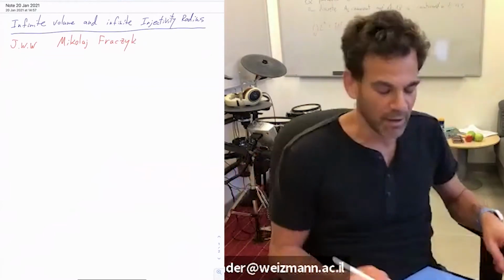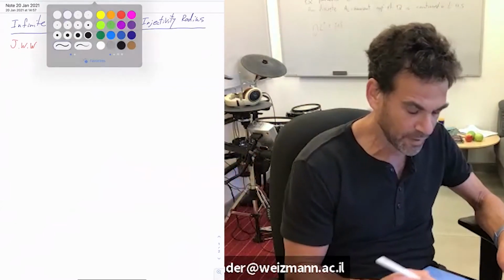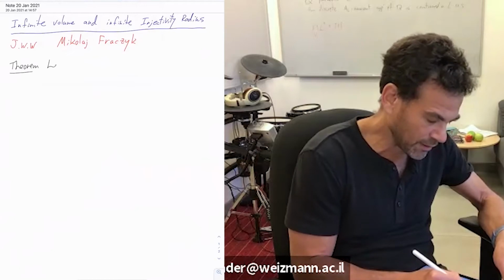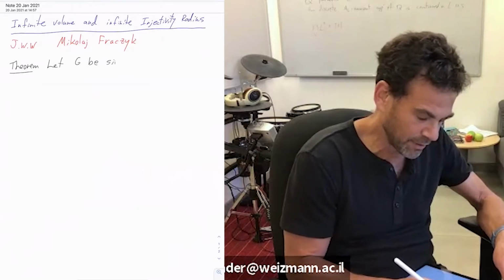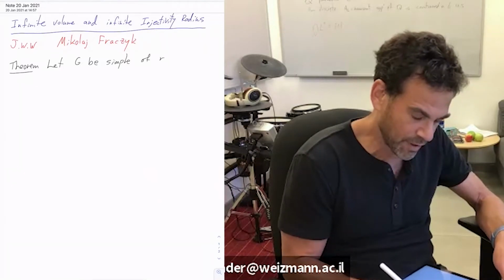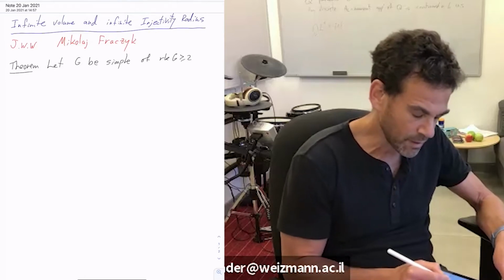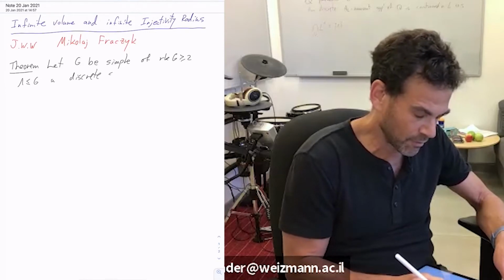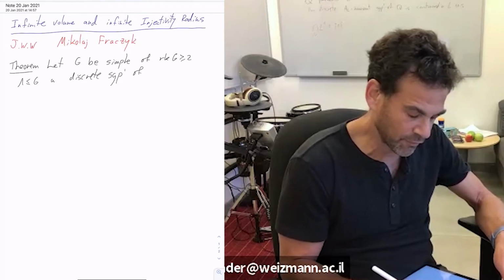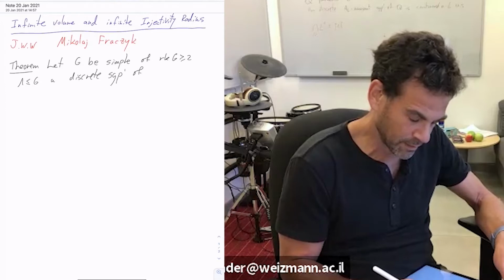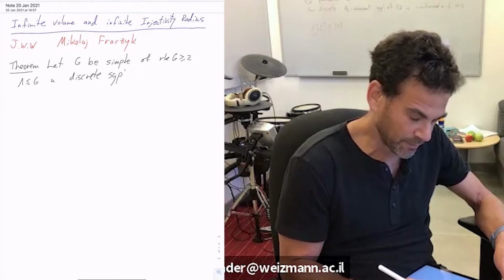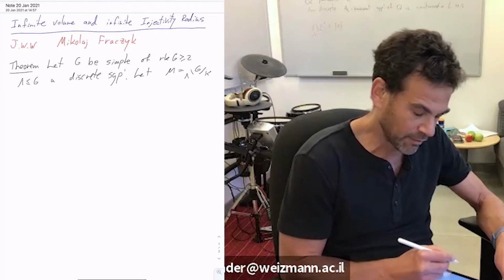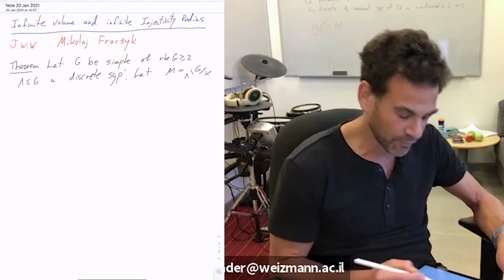Okay, let me start with the main theorem, or one of the main theorems that we proved. Let G be a simple Lie group of real rank at least 2, and Lambda inside G a discrete subgroup of infinite covolume. Let M be G mod K, a symmetric space. G mod K mod Lambda is the corresponding locally symmetric orbifold.